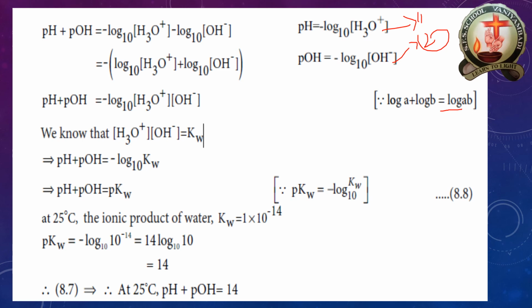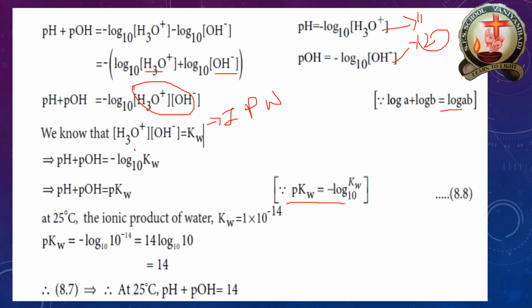So I can use log AB, log base 10. This is A, this is B, so minus log AB. As we know, the product of H3O plus and OH minus is equal to Kw, the ionization product of water. So I can simply substitute Kw for this whole area, and we substitute it as pKw. This is the correct expression of this one.